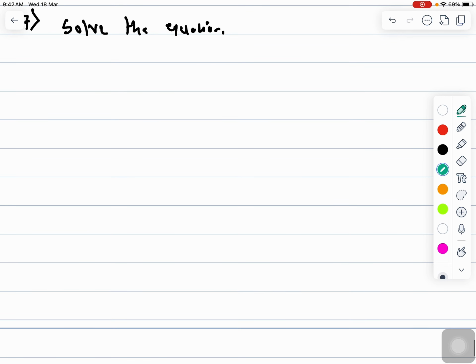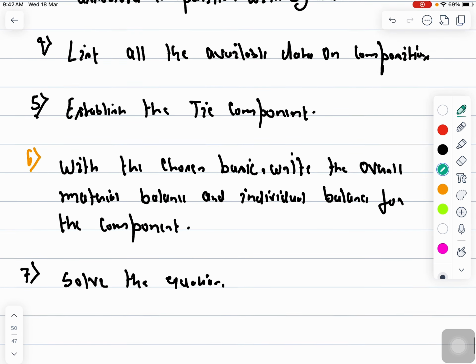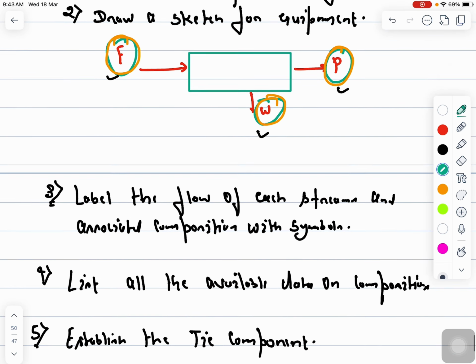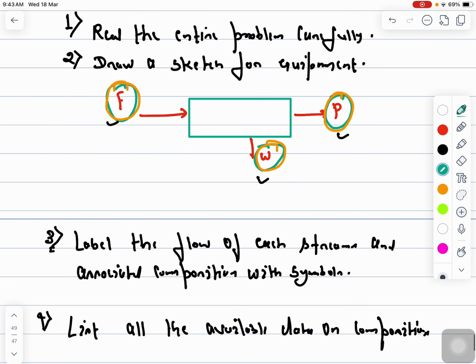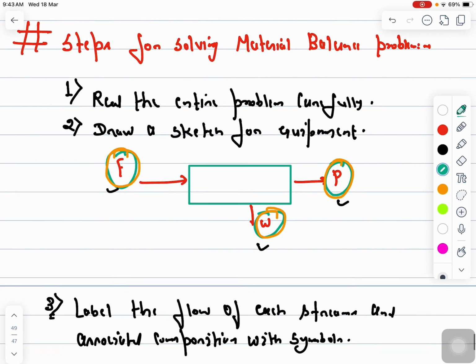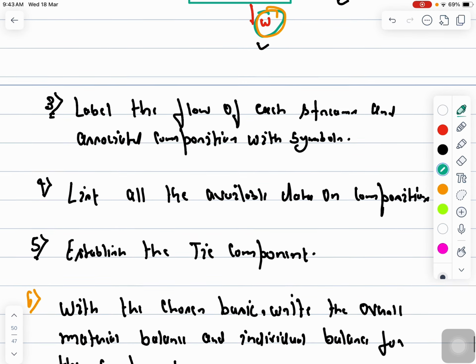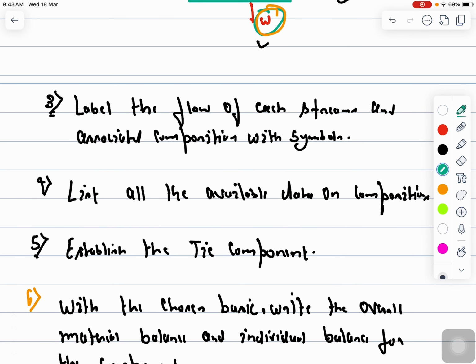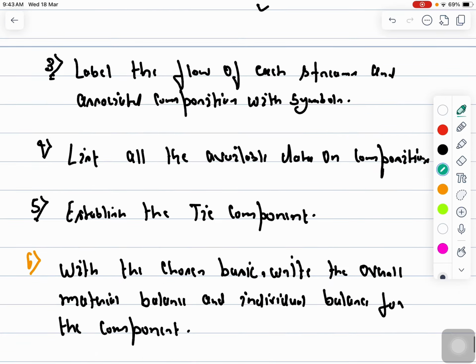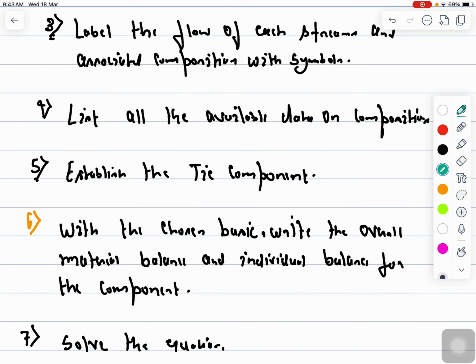So here I am going to solve one problem, and you will see how we can solve this kind of problem. In this lecture I'll stop here. In the next lecture I'll solve one problem based on material balance, and I'll be using exactly these steps, and you will find that these steps are very important whenever you are solving a material balance problem. This will help you a lot.